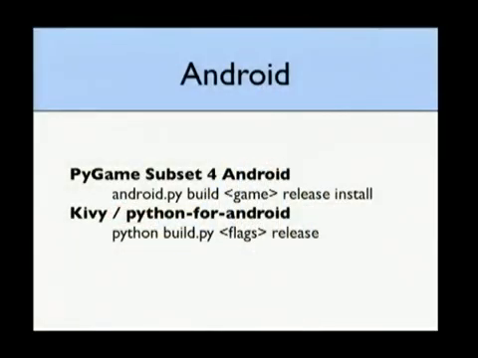So I then said, well, that's neat, but I'd like to make the game a little bit more flashy, add a bit of juice. So I tried out the Kivy project, which I'd previously used for a couple of other games, and tried out its Python for Android offering, which, again, was really straightforward, except Python build.py flags.